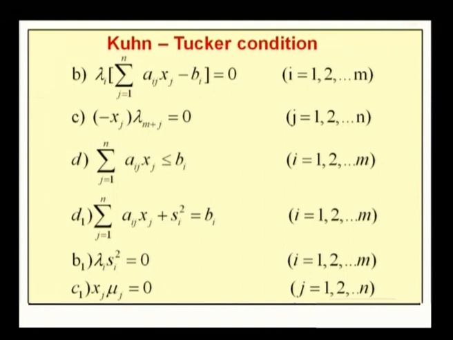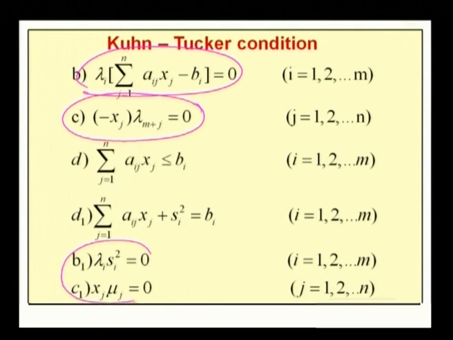Welcome back. Before the break, we introduced the notion of a quadratic programming problem. Now, with this new notation, the Kuhn-Tucker conditions become this: D becomes D1, summation aij xj plus si squared equal to bi, and equation B becomes B1, which is lambda I si squared equal to 0. By taking lambda m plus j equal to mu j, equation C becomes C1: xj mu j equal to 0.